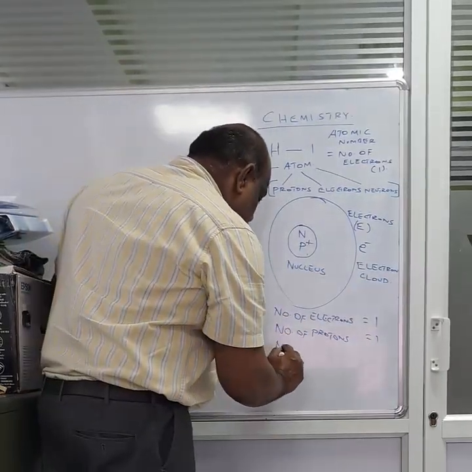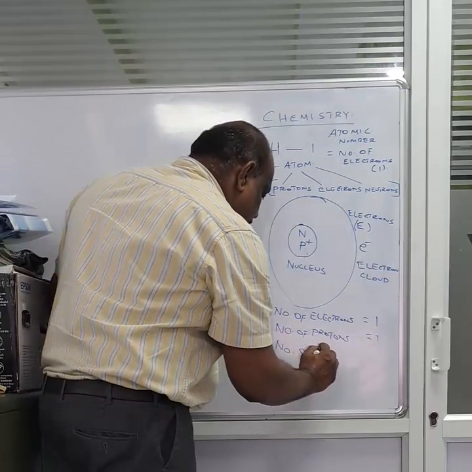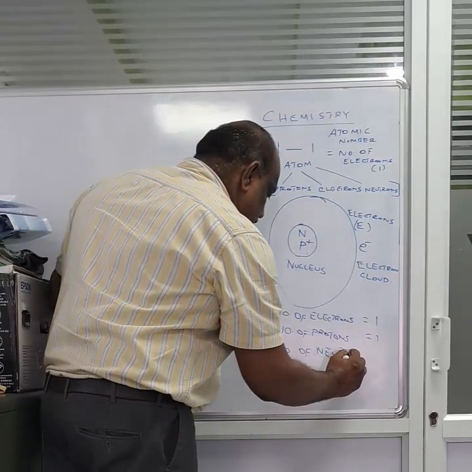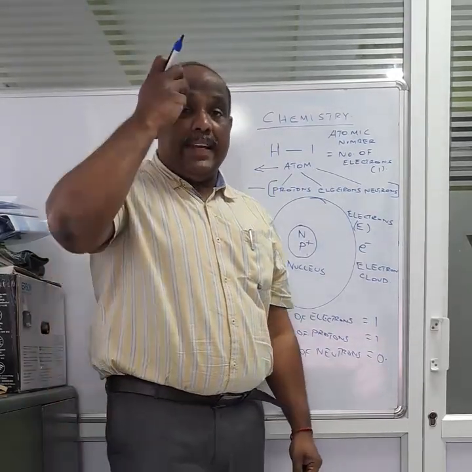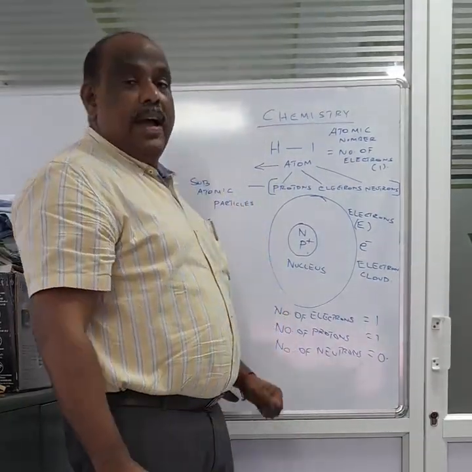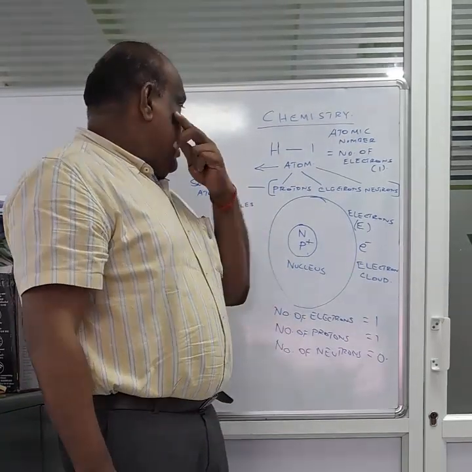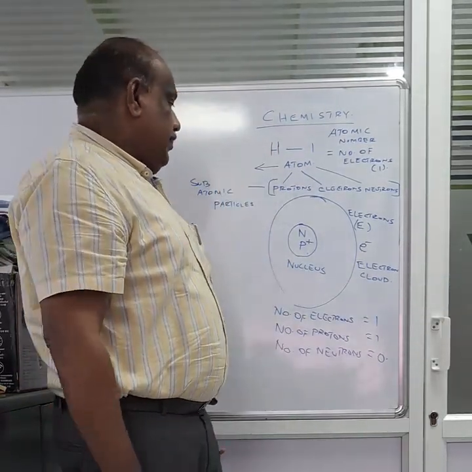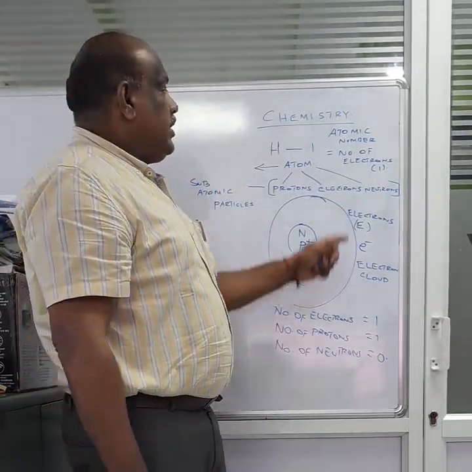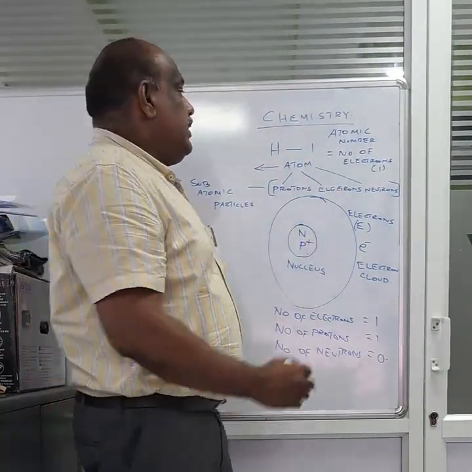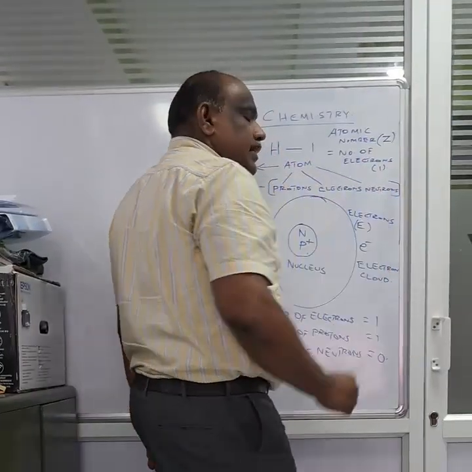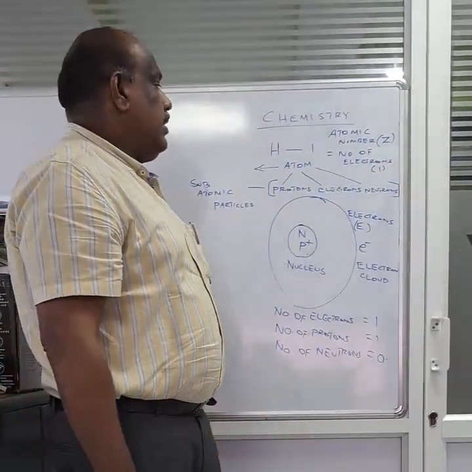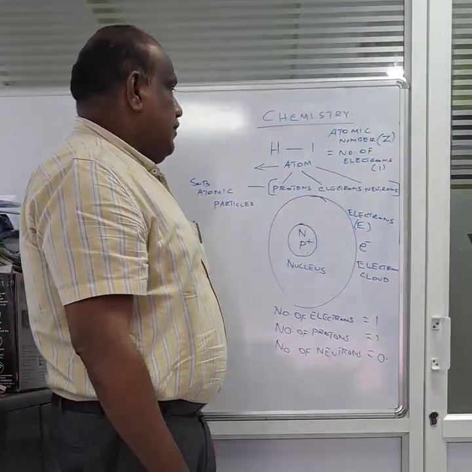What about the number of neutrons in case of hydrogen atom? It is 0. There is no neutron in a hydrogen atom. So we see that considering a hydrogen atom, it has 1 electron, which is equal to what? The atomic number, generally designated by the symbol capital Z.